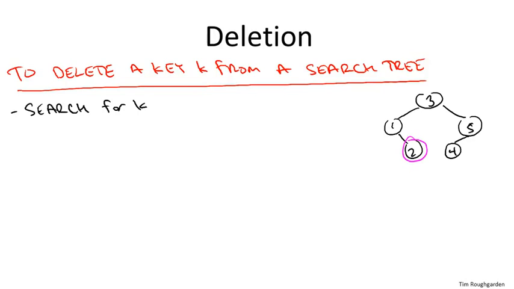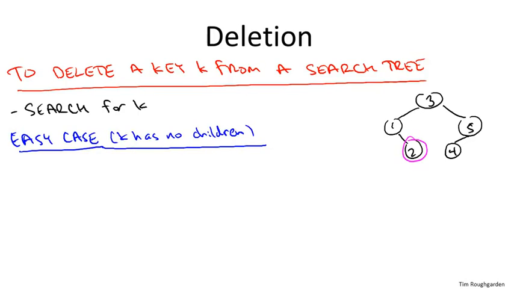So let's start with the happy case, where there's only 0 children, like in this case where we're deleting the key 2 from the search tree. Then, of course, we can, without any reservations, just delete the node directly from the search tree. Nothing can go wrong. There's no children depending on that node.